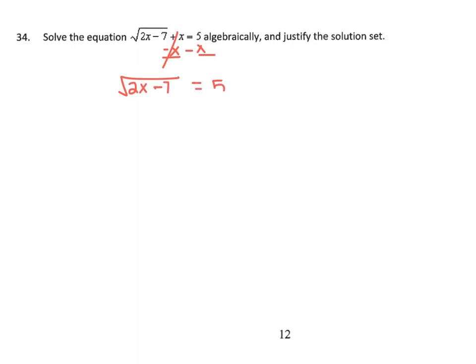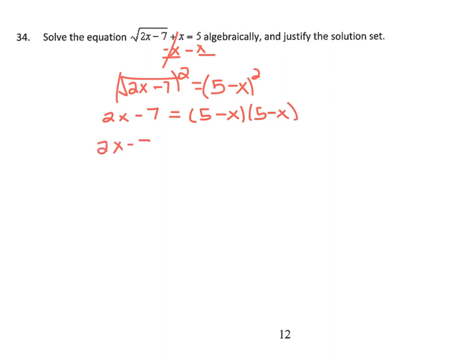equals 5 minus x. Now to get rid of a square root, you just square it. So if I'm going to square the left-hand side of the equation, I'm also going to square the right-hand side of the equation. So like we said, a square and a square root cancel each other out. So on the left-hand side, I'm left with 2x minus 7. And then on the right-hand side of the equation, if something's being squared, it means we have two of them. So I'm going to just write it out twice and then double distribute. Okay, so let me bring down the 2x minus 7. And when I double distribute, I'll get 25 minus 5x minus 5x plus x squared.